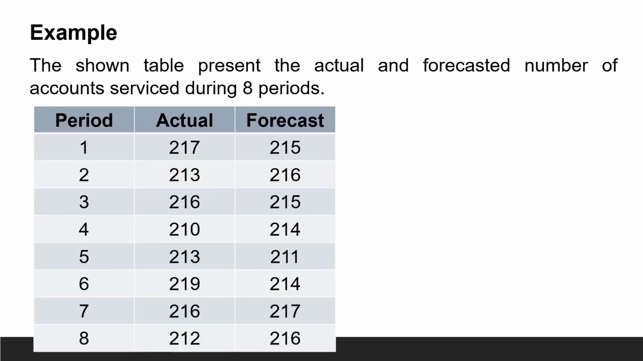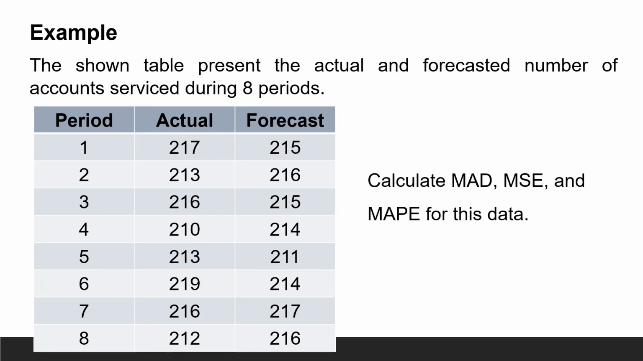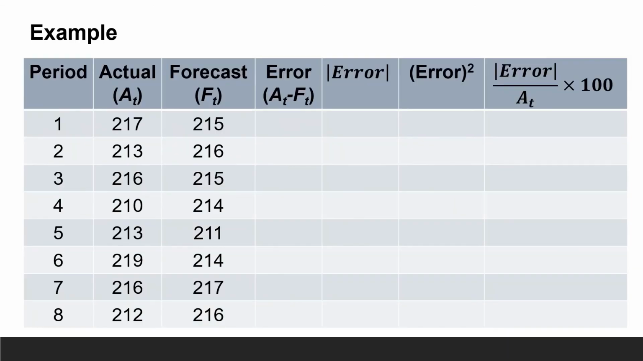Let us use these equations by solving an example. The shown table presents the actual and forecasted number of accounts serviced during 8 periods. Calculate MAD, MSE, and MAPE for this data. Add another 4 columns to the given table to calculate the error, its absolute value, its square value, and the absolute percent error for each period.